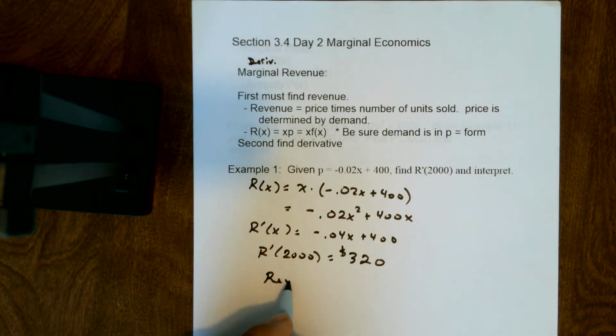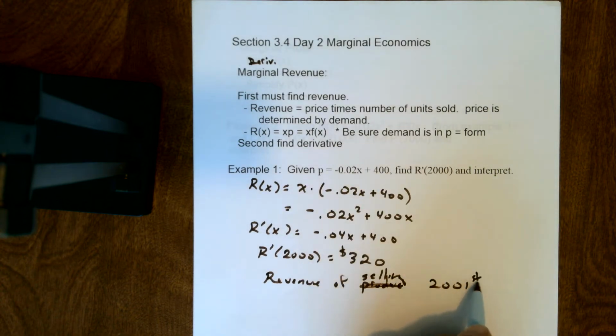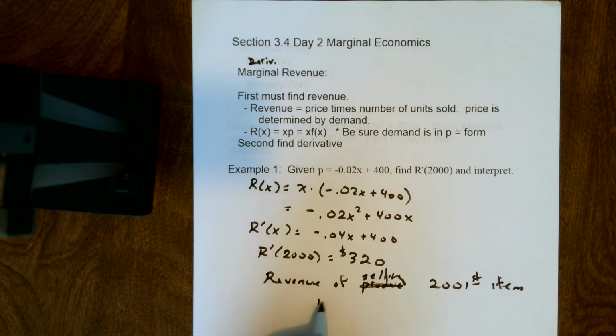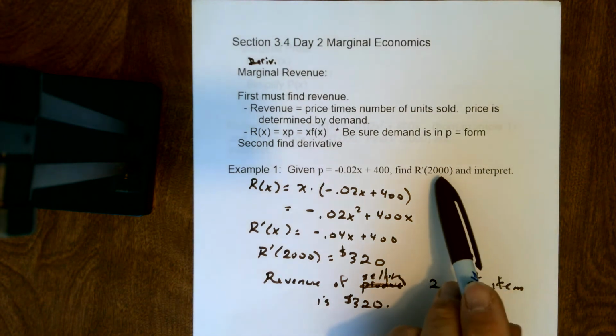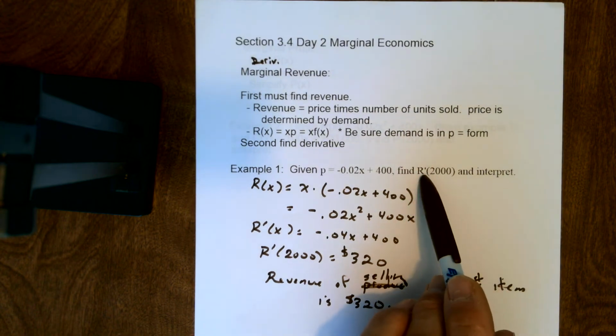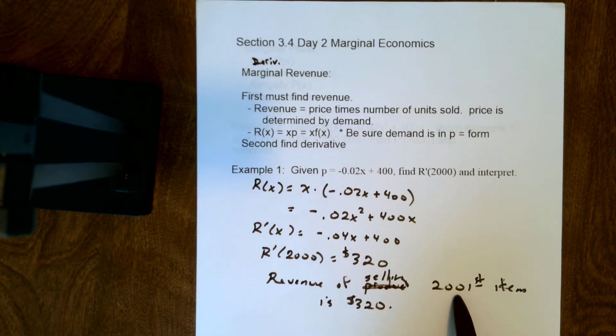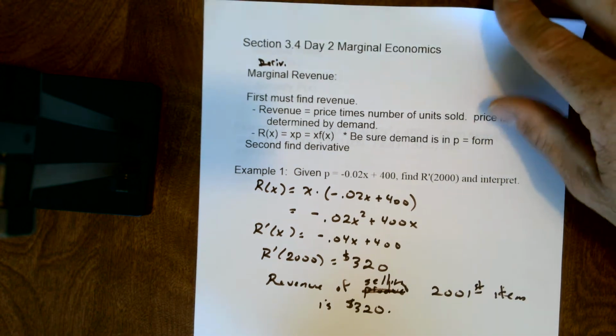That means the revenue of producing, or not producing anymore, we're selling, aren't we? Of selling the 2,001st item is $320. So that's a lot of revenue. I wonder what we're selling there. So that's the idea of what this means. R prime, remember, is the derivative, which is our marginal revenue. R prime of 2,000 gives us the revenue of the 2,001st item.